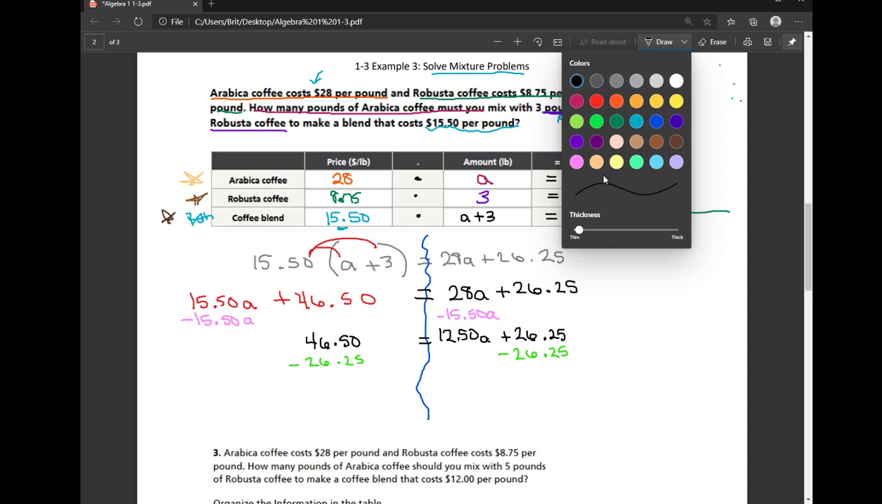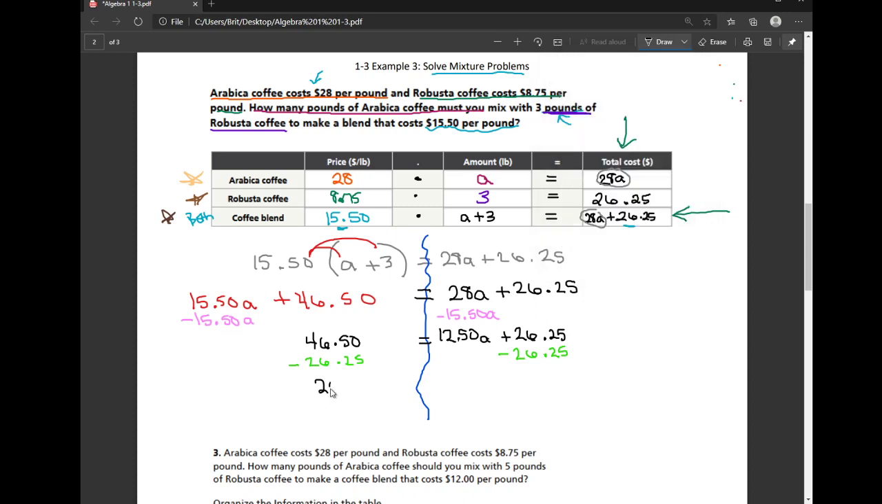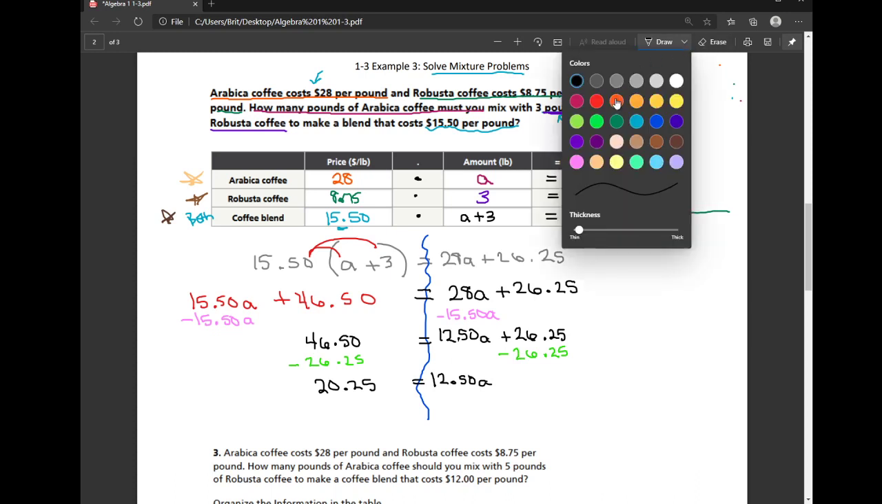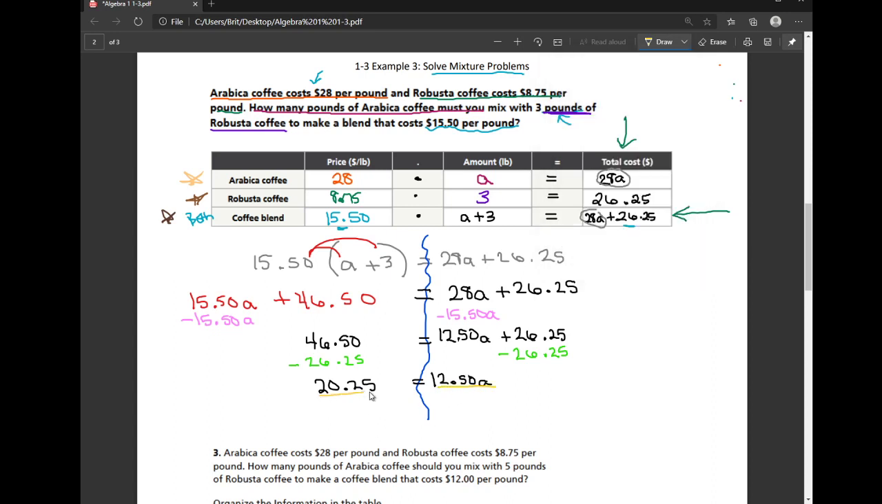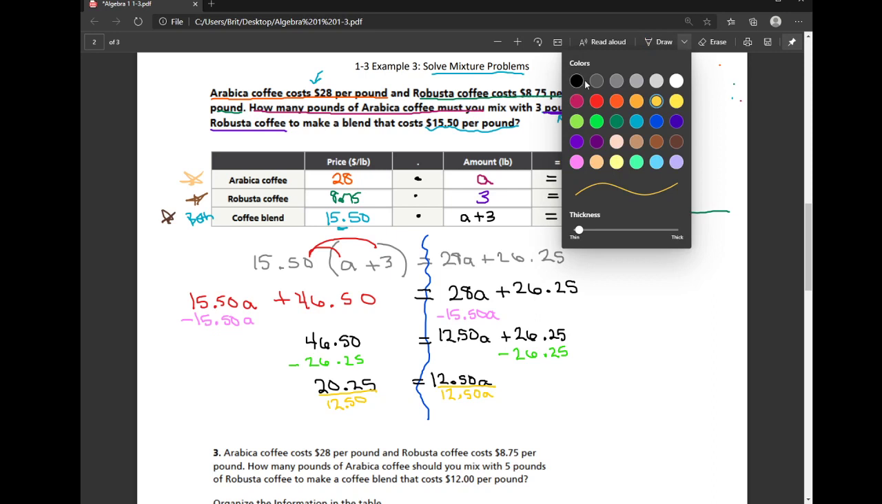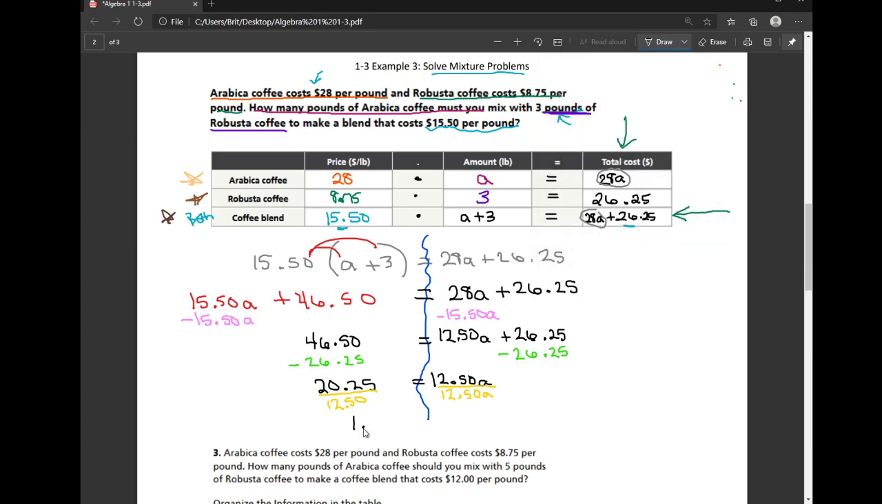So 4650 minus 2625 gives me 2025 equals 1250A. And that 1250, that is just multiplication. So to undo multiplication, I'm going to go ahead and divide by 1250. Alright, so divide by 12.5. That gives me 1.62 for my A value.